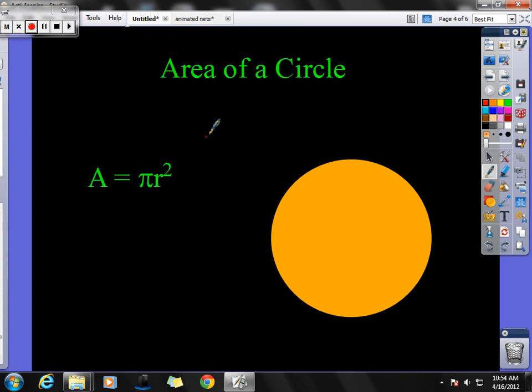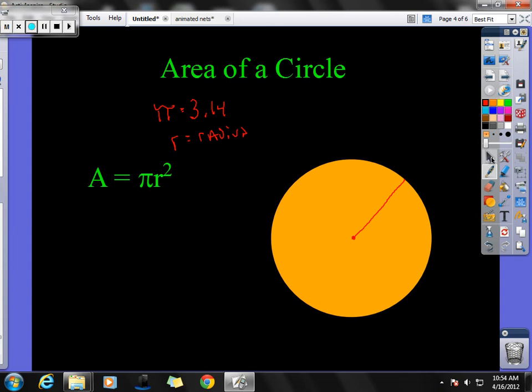In the area of a circle, we use an equation, pi, which for our sake we are always going to use 3.14, times r squared, where r is your radius. And the radius is the distance from the center of your circle out to any edge on that circle. So from the center out to the edge, that equals your radius.